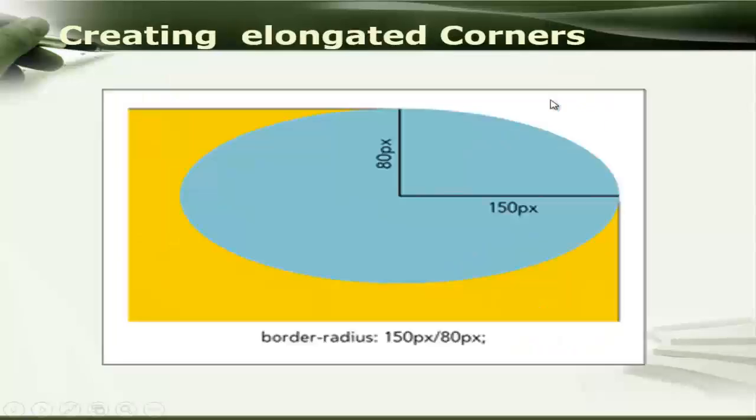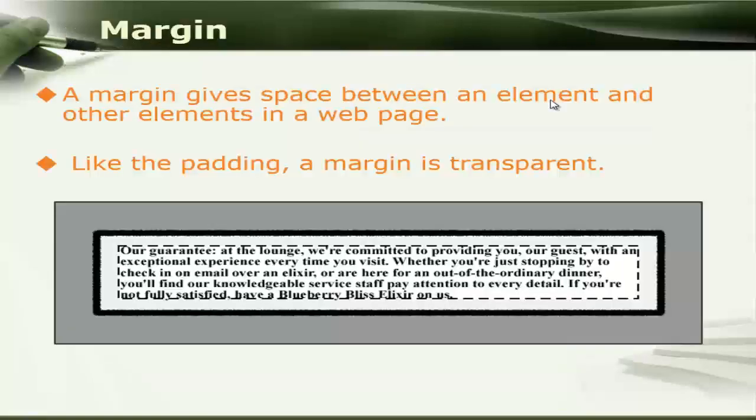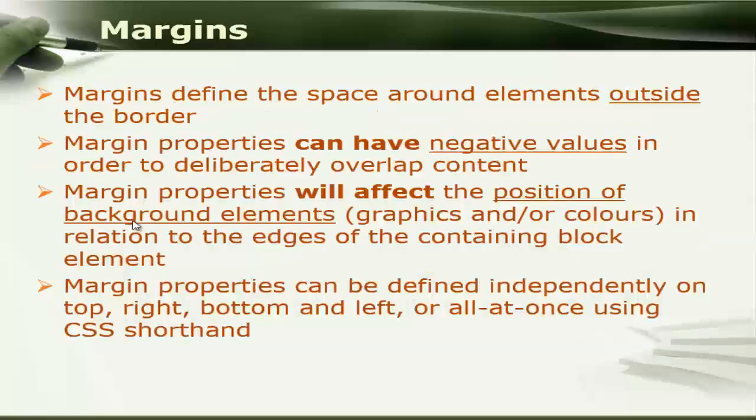At any place, you can even make it look like an elliptical one, so you need not have a smooth curvature. You can change it anytime. The next one, after this border, is the margin. Margin comes outside this border. It's the spacing between one component and the other element that you are putting there.